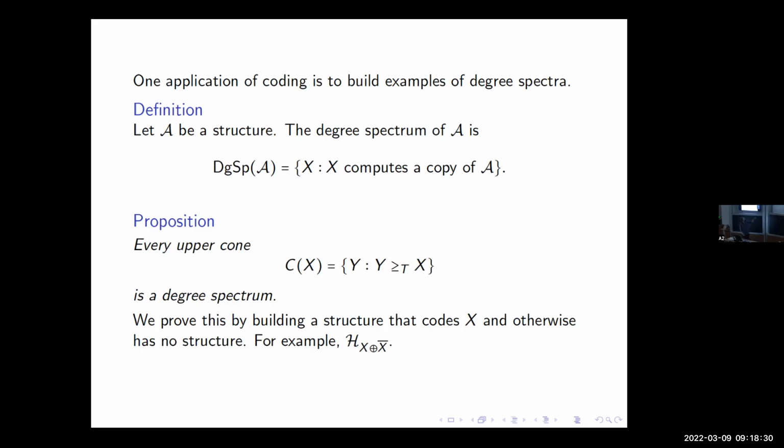So for example, if you take this group H, it C-codes X, so if we want to compute X, we need to code X and its complement. But if you take this group for X join X complement, that'll be a structure that every copy computes X, and X can also compute a copy. So you think of this like it coded X, but it did it in a very minimal way where there's nothing else going on in the structure. So in general, if you do some kind of coding in a minimal way, that's basically how we build examples of degree spectra.